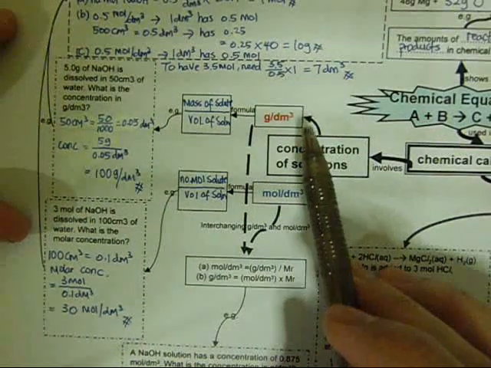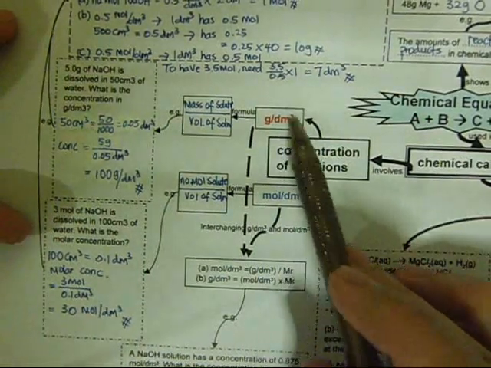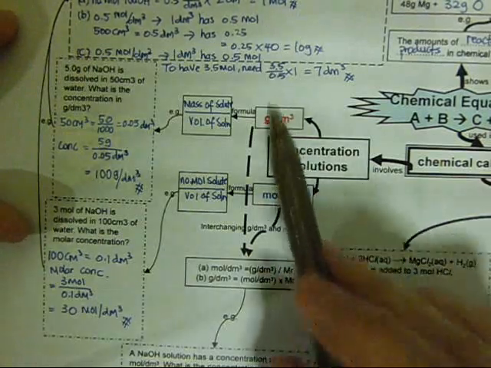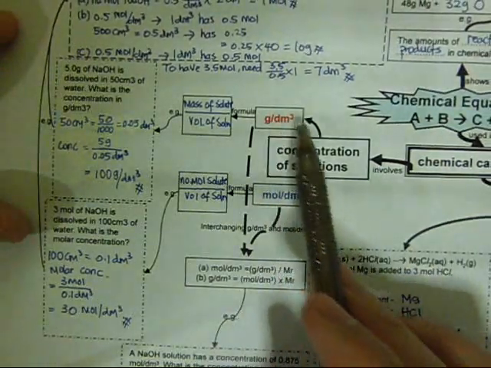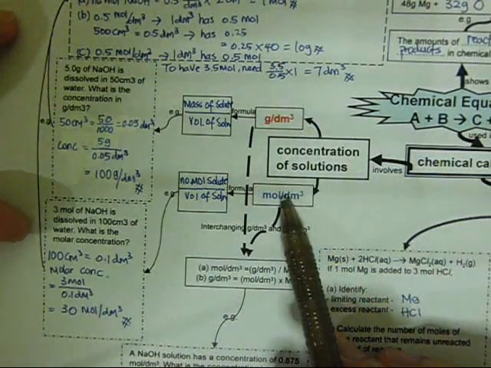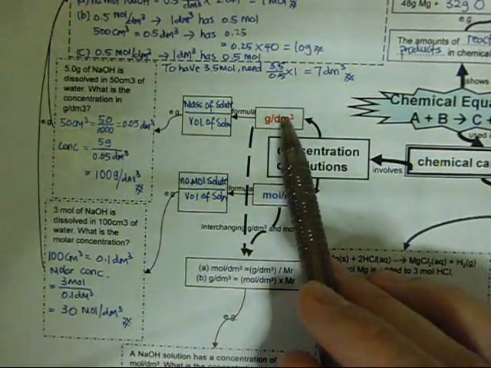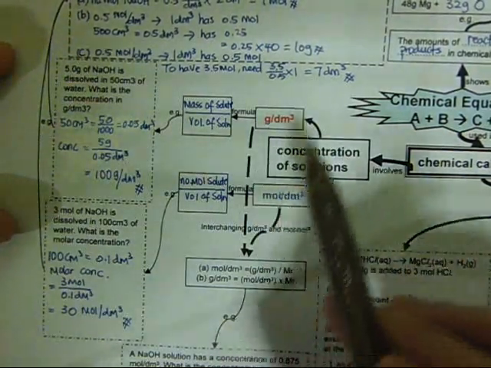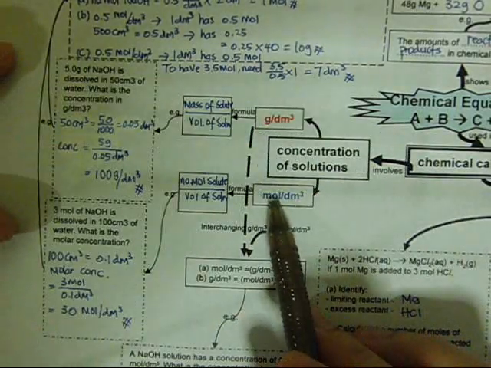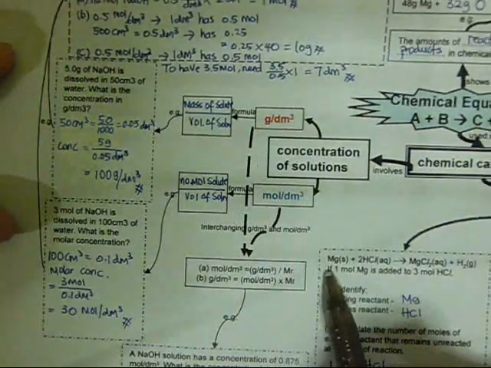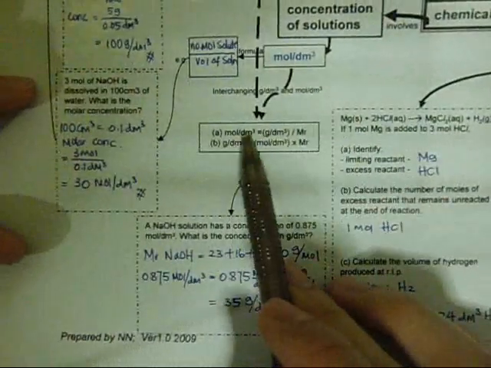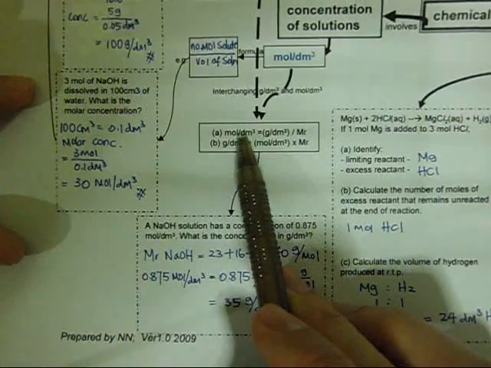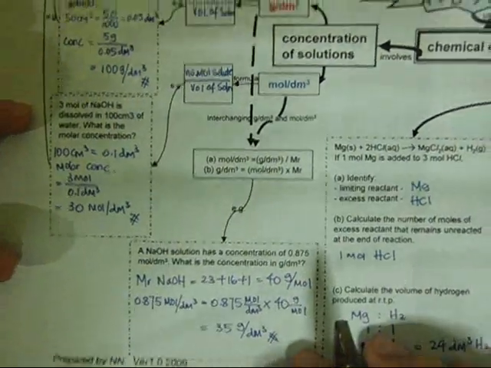Then we go to concentration. So concentration has 2 units, gram per dm cube and mole per dm cube, and these 2 units can be interchanged. For example, if you're given gram per dm cube, how do you find mole per dm cube? Basically just gram per dm cube divided by the AR or the MR. Mole per dm cube, how do you change it to gram per dm cube? Basically you multiply by the MR.